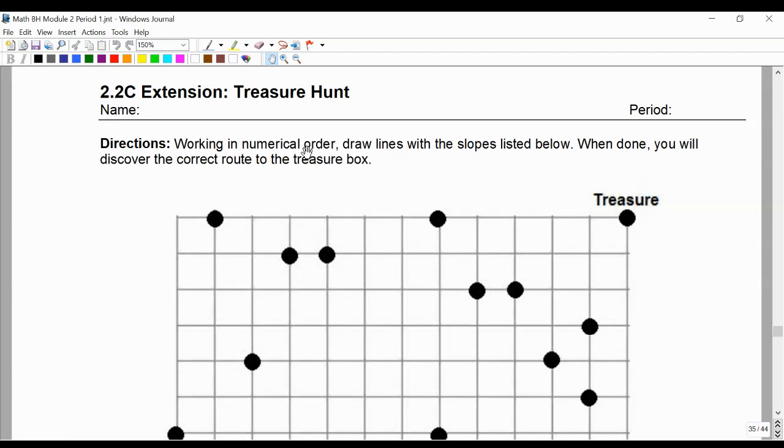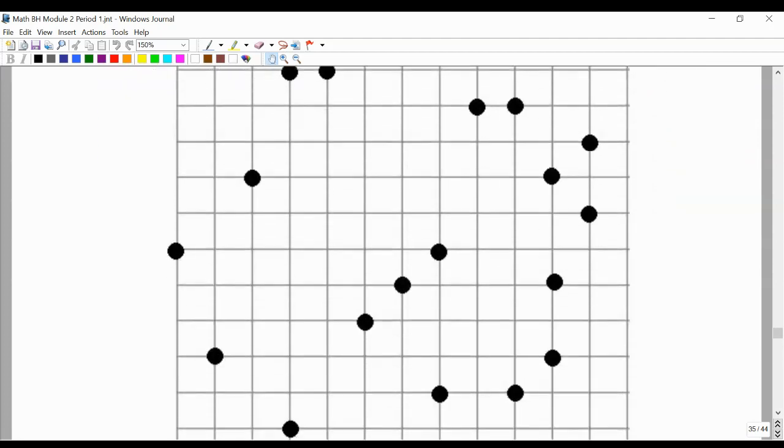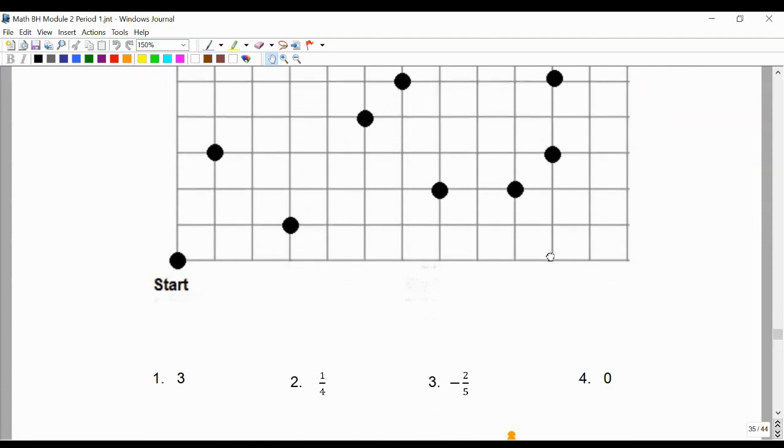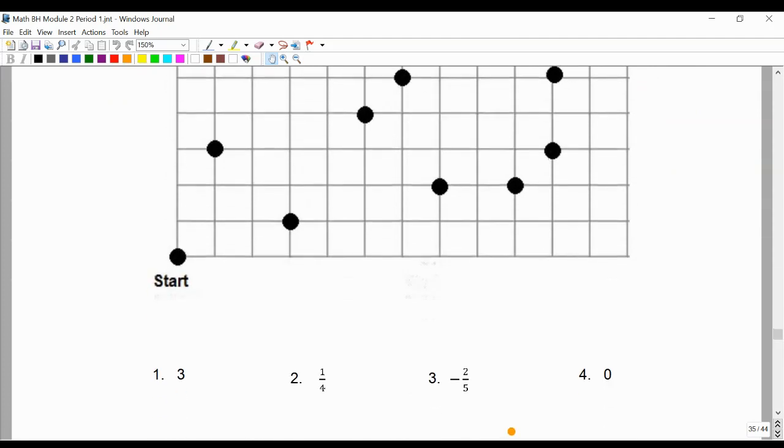It says we're going to work in numerical order. We're going to draw lines with the slope listed, and when you're done, you'll discover the correct route to the treasure box. By the way, there's only one answer for this. Also, your path won't cross over itself. So if you are drawing and you sort of zigzag back over top of some of your pathways, that's incorrect.